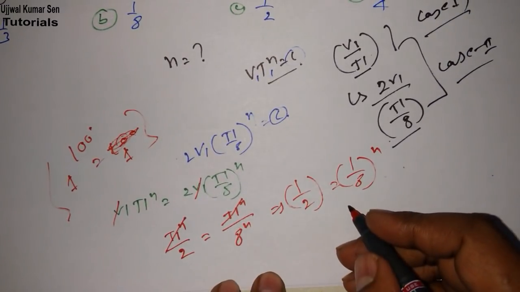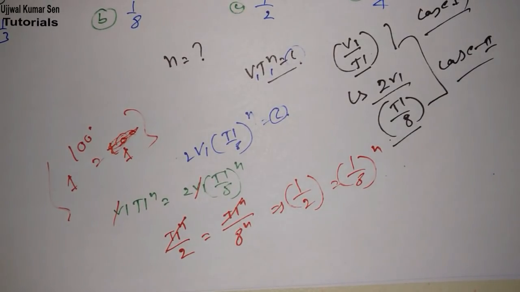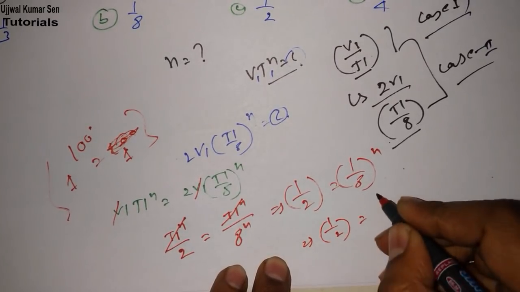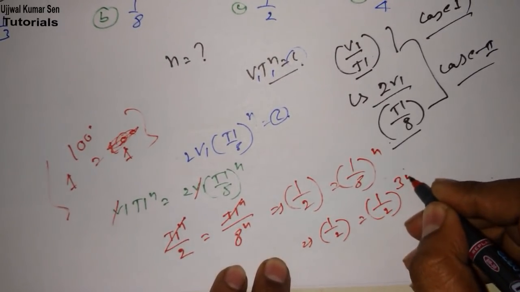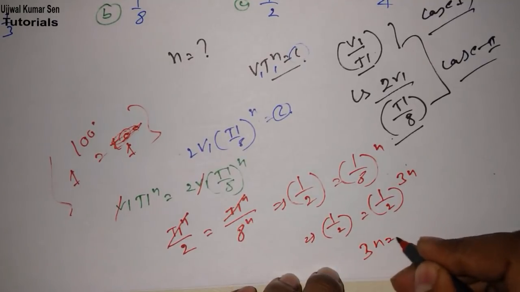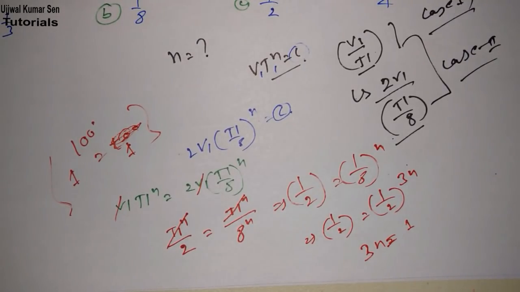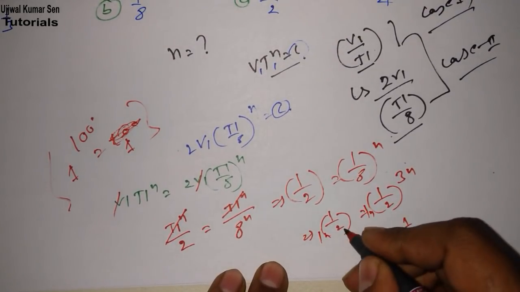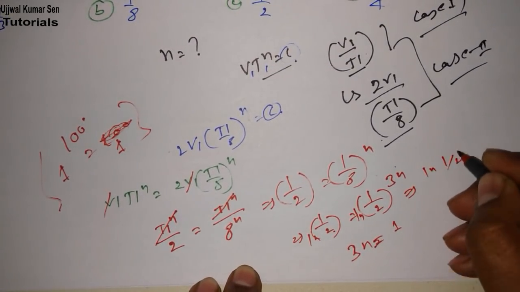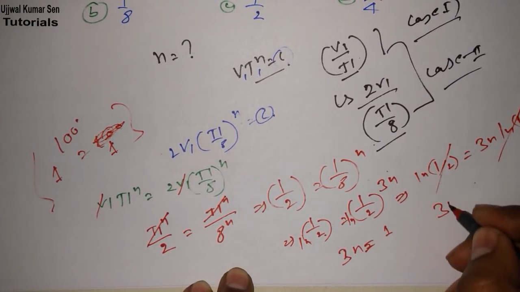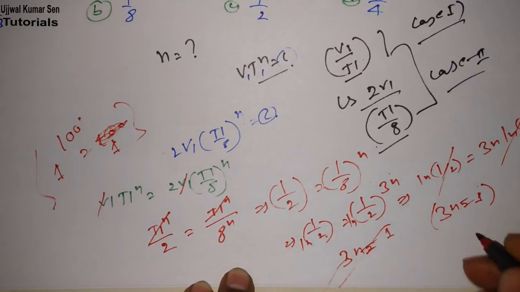Okay, so from this we can write the equation 1 by 2 is equal to 1 by 2 to the power 3n. So here we can say 3n is equal to 1, using the log formula. We can also do it by putting natural log. So what will happen? Natural log of 1 by 2 is equal to 3n natural log of 1 by 2. So these cancel, and 3n is equal to 1. I have already shared with you how to do that.